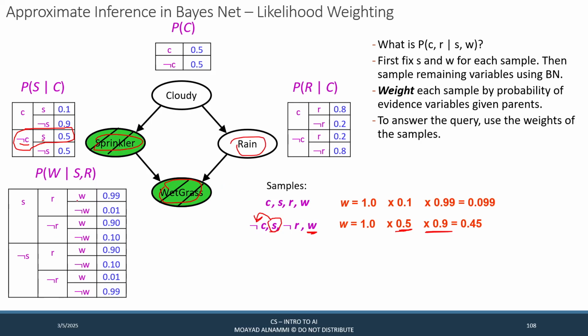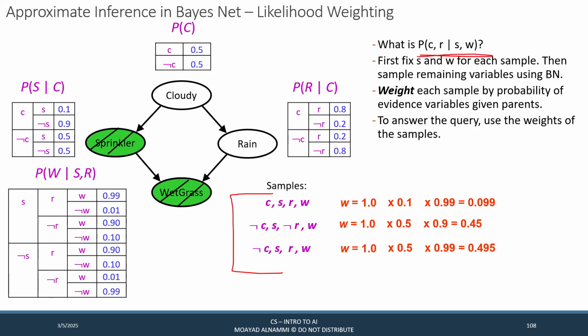So the probability of W given not R and S. This is where the 0.9 came from, right? So the weight of this sample is 0.45, and so on for the rest. You do the same thing: fix the evidence, sample the remaining variables, and then weigh accordingly. So let's say I generated these three samples.